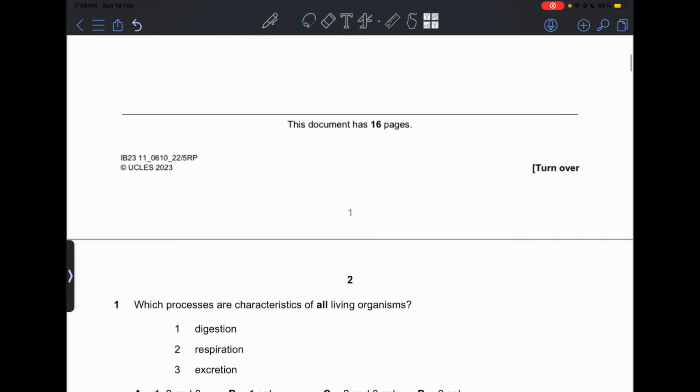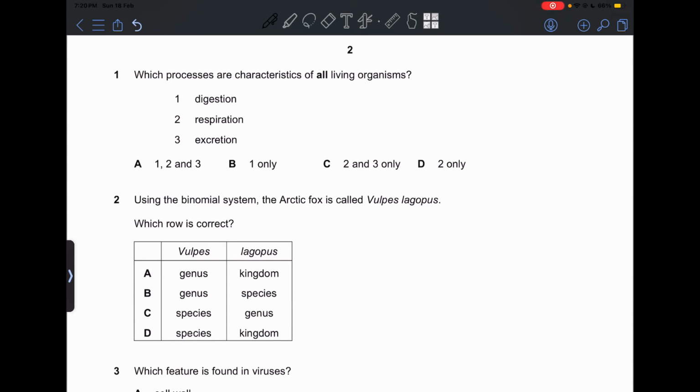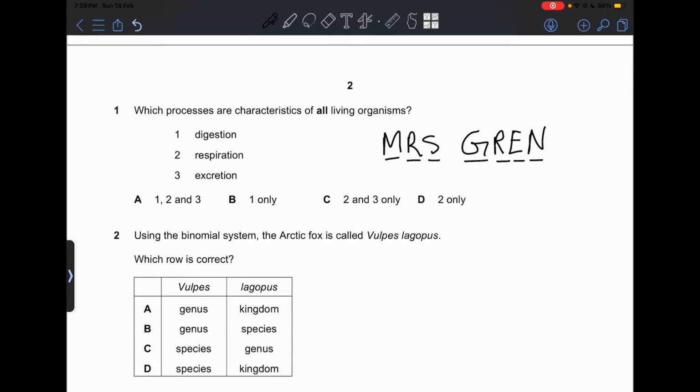Let's start solving. So question number 1 says, which processes are characteristics of all living organisms? So we have to be choosing from MRS GREN, which is all characteristics of living organisms, which is stuff that all living things should do. This one stands for movement, respiration, sensitivity, growth, reproduction, excretion, and nutrition. So we have to choose something from the things that I just listed. So we're going to be choosing respiration and excretion, which is going to be C.